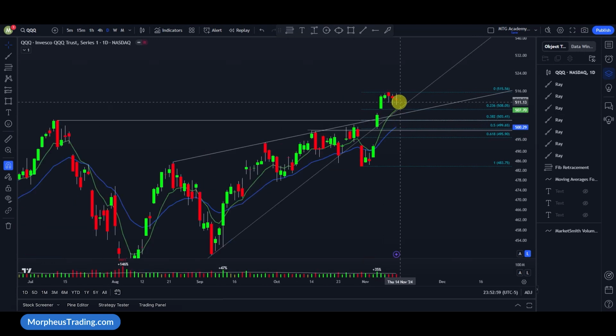And likely if the price action does sell off, the 20-day EMA would push a little bit higher and also provide support around that 503 level. So if we're talking the QQQ is very strong, it's going to hold the 8-day EMA.